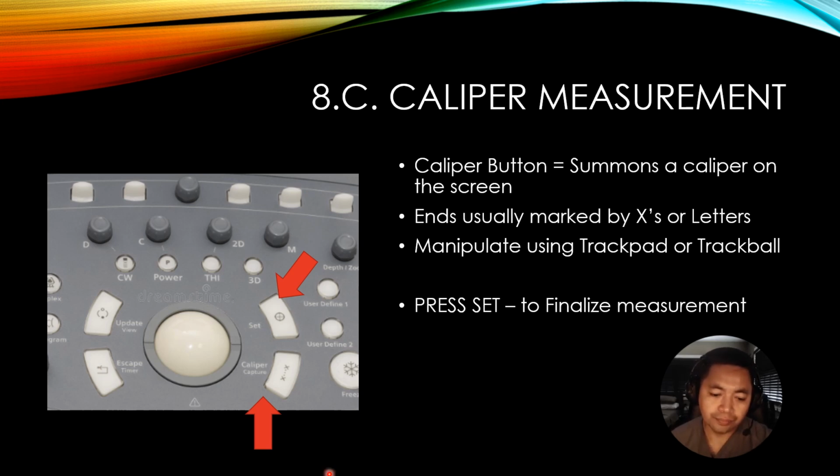The caliper measurement function is the last button that I'm going to talk about, and is the tool you are going to use for accurate measurements. Once you have an image frozen, pressing the caliper button summons a caliper on the screen, usually marked by X's or other letters, and then you could manipulate these endpoints using the trackball or trackpad on the ultrasound machine. For each of these endpoints, you press set to finalize the measurement.